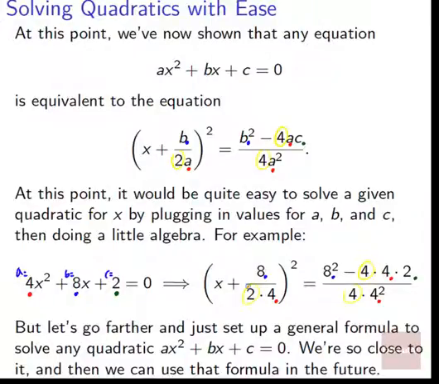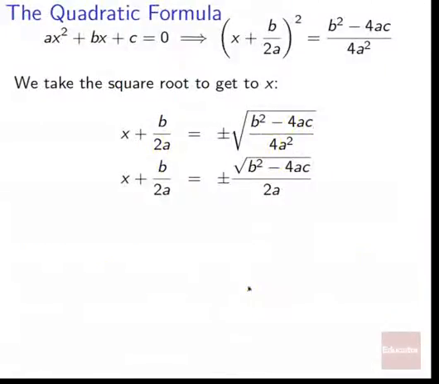But we can go one step farther, and we can set up a general formula to solve any quadratic ax squared plus bx plus c equals 0. We're so close to this, and then we can use that formula in the future anytime we want to find the roots of any quadratic. So at this point, we've shown that ax squared plus bx plus c equals 0 is equivalent to the completed the square version of x plus b over 2a quantity squared equals b squared minus 4ac over 4a squared. So we just take the square root of both sides to get to the x.